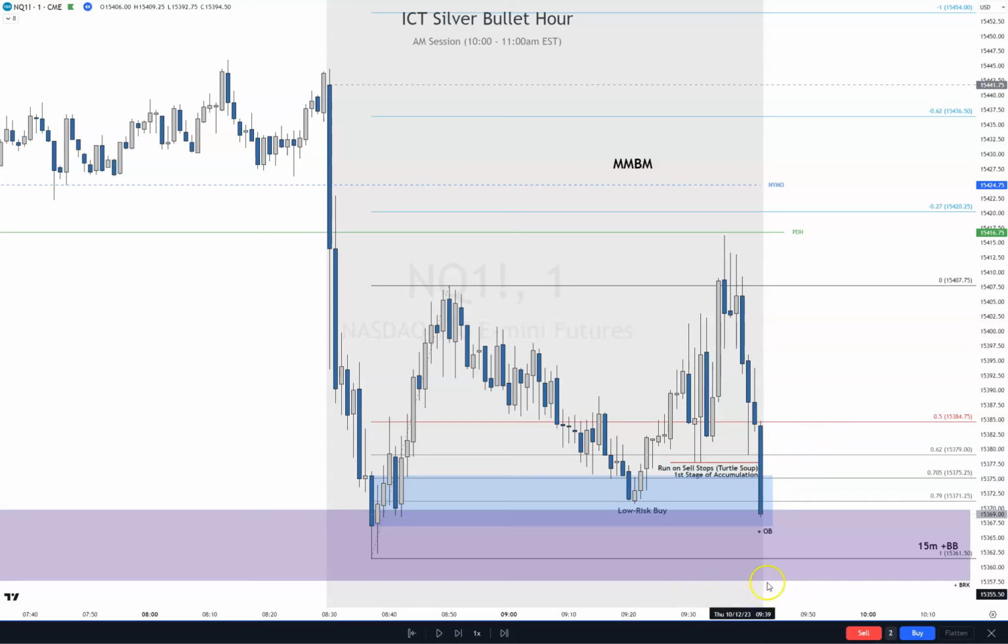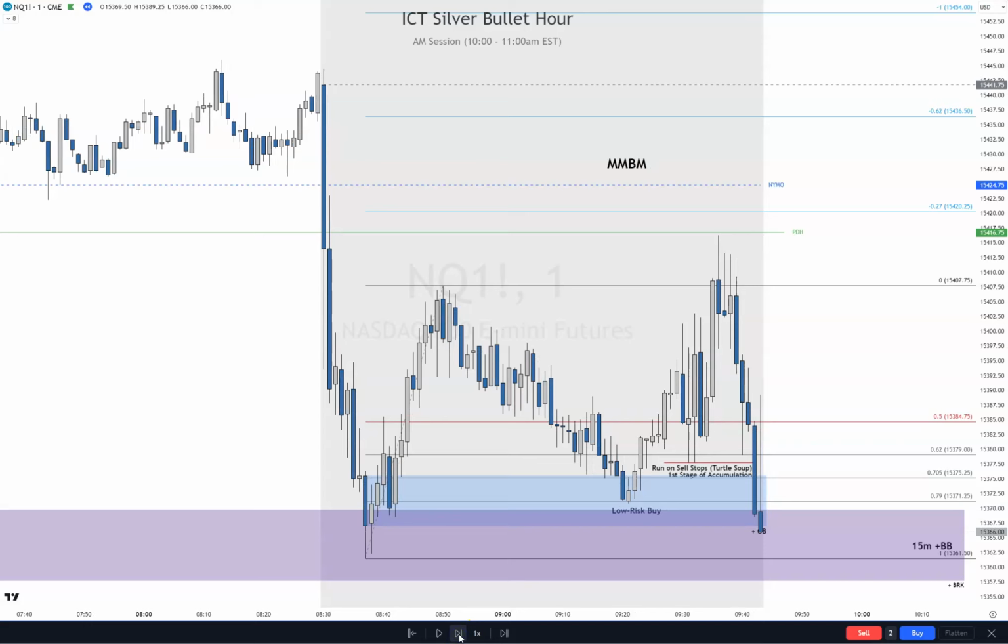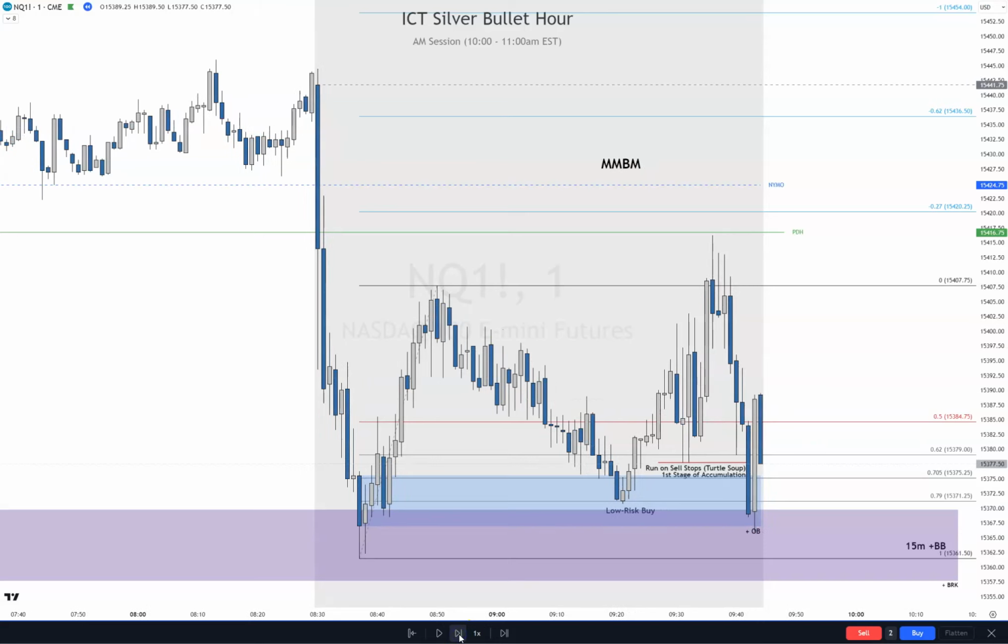Again, we're not taking it. We're waiting for 10 o'clock. We're just making sure that we have the workings of a market maker buy model. And it looks like we do. Just tested that 15-minute breaker block.